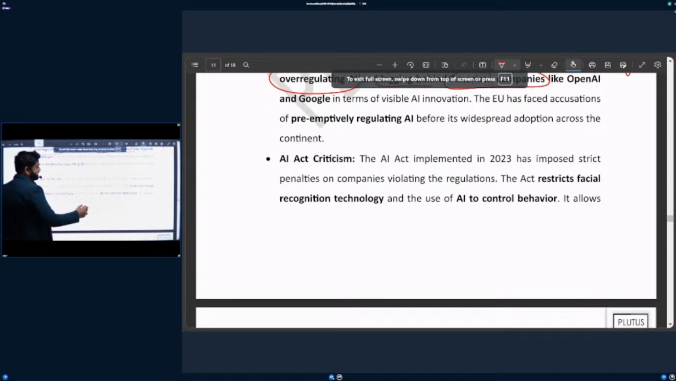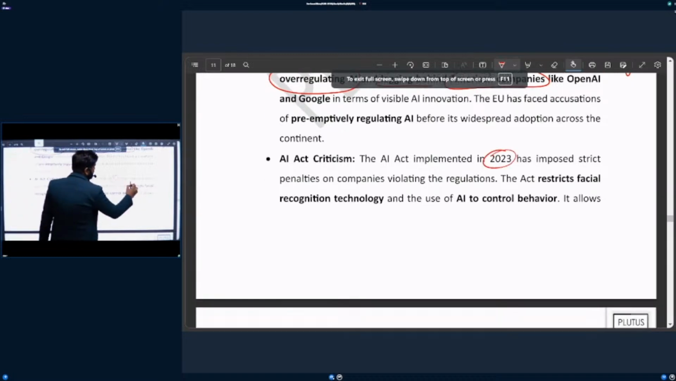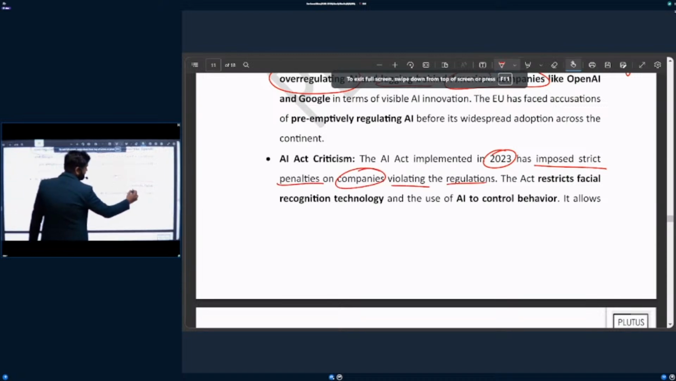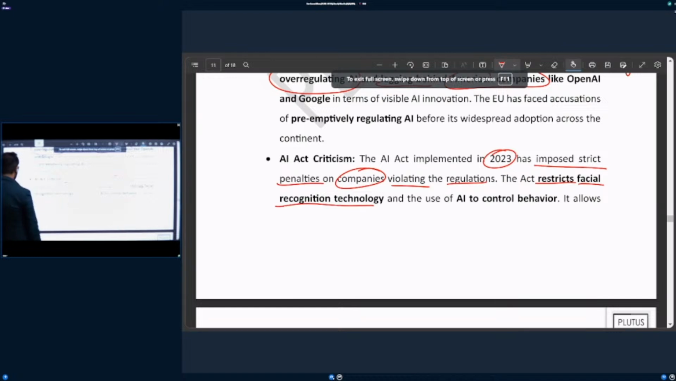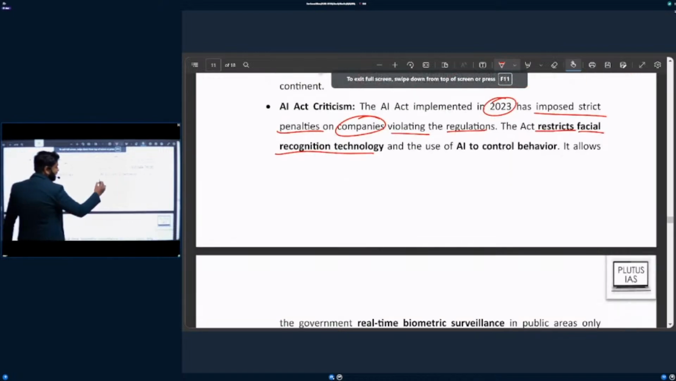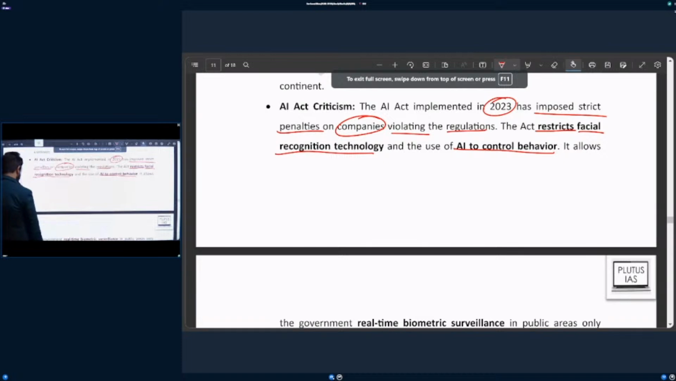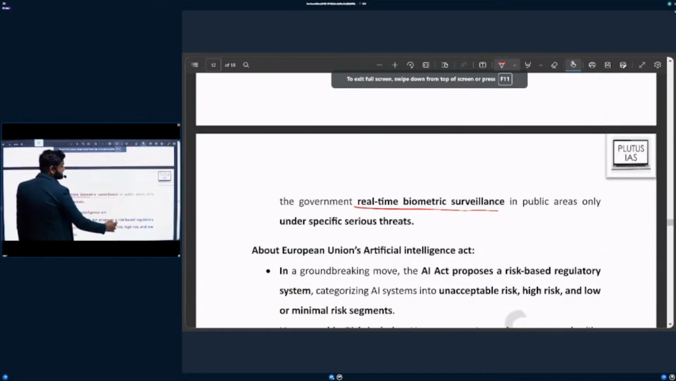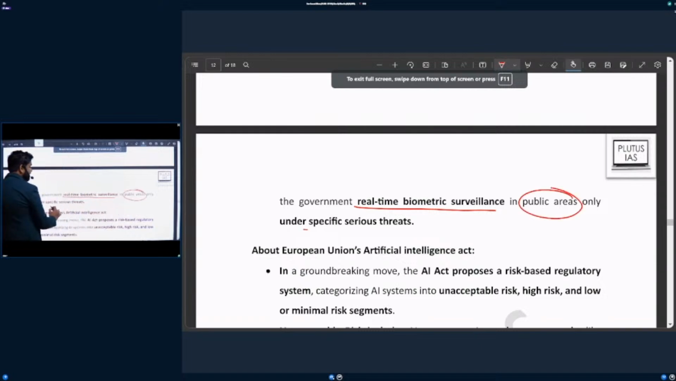Next, criticism. It was implemented in 2003, has imposed strict penalties on companies violating the regulation. The act restricts facial recognition technology, the use of AI to control behavior. It allows the government to do real-time biometric surveillance, but only in public areas.